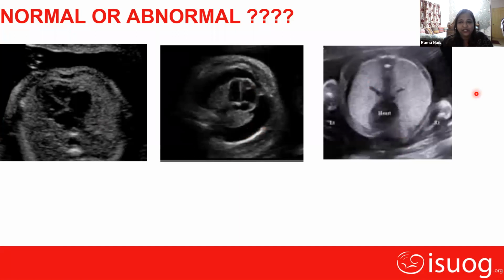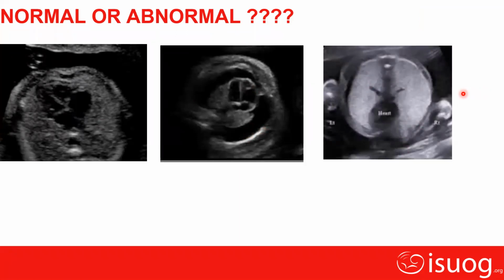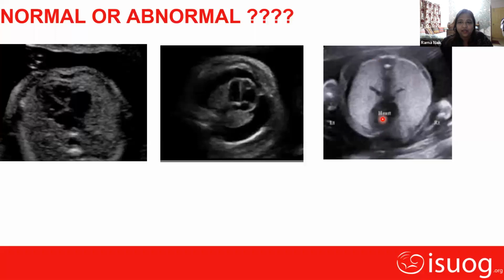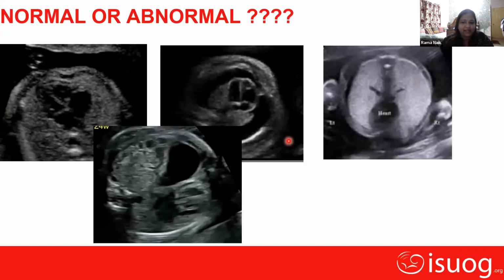This is the third picture. Cows. Yes, you got it. This is, yes, this is CHAOS. The bilateral lungs are so echogenic and enlarged, and it has compressed the heart at the center. And this is the fourth picture.